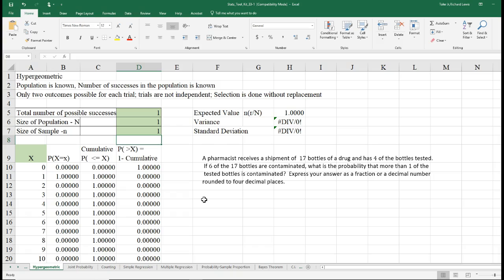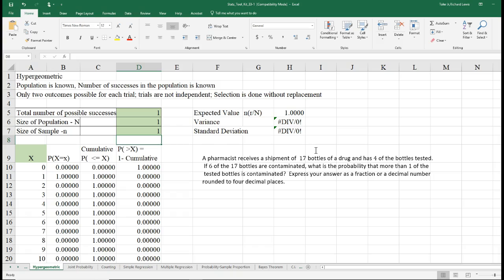This is a hypergeometric problem of a discrete probability distribution. Now the issue is, how do you know it's a hypergeometric? You have a large group of elements. In this case, it's 17 bottles. That represents the total population of bottles that you have. And of that population, you have a smaller subset that's going to be sampled or tested or selected.